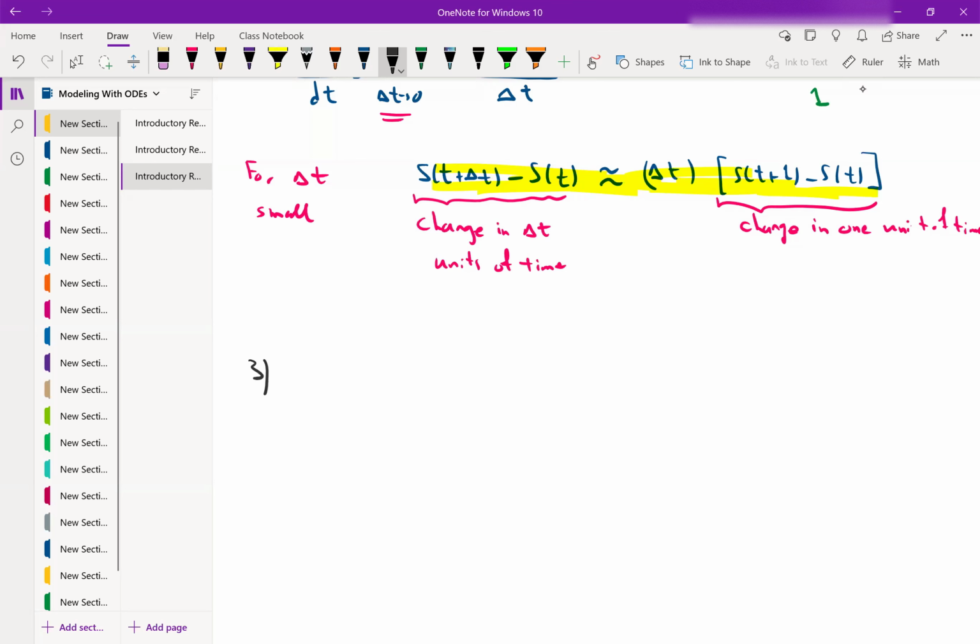My final remark is about construction of ODE models. Suppose f is a continuous function.